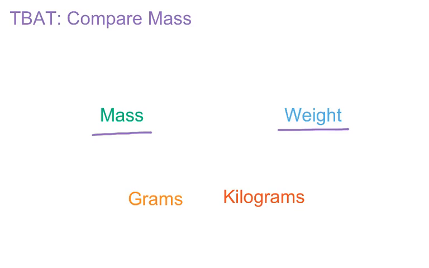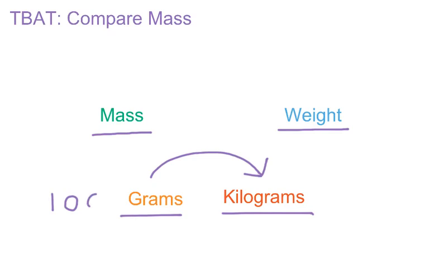Now, when we look at mass, we measure mass in grams and kilograms. A little bit like centimetres and metres and pennies and pounds, grams make up the kilograms. So there are 1,000 grams in 1 kilogram. Now that's a lot, isn't it? 1,000 grams in 1 kilogram. And we're going to move on to that later on in the week.